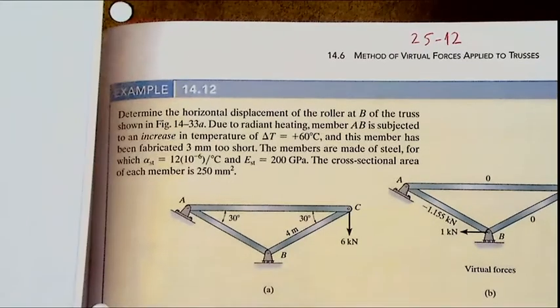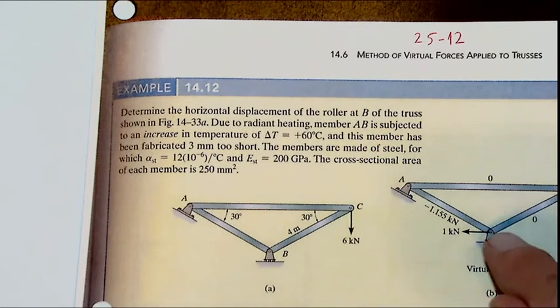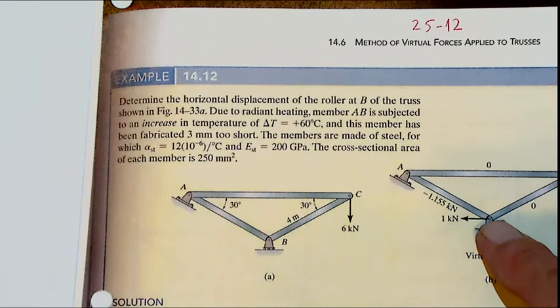Determine the horizontal displacement of the roller B of the truss shown here, with this real load. I want the displacement of the roller in this horizontal direction to the left. So I will use the virtual forces method, applying the virtual load in this direction. If the displacement is positive, that means the displacement is in the direction that I said. Otherwise, it is in the opposite direction.